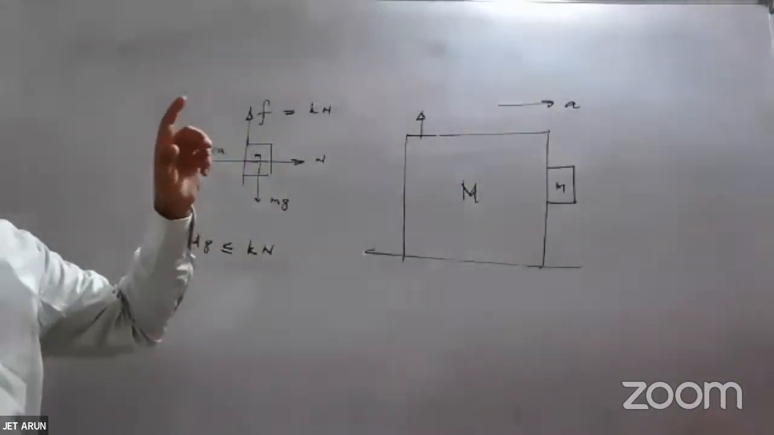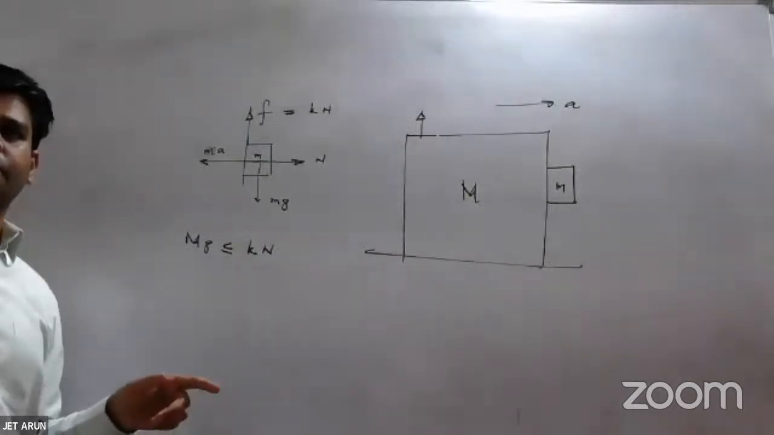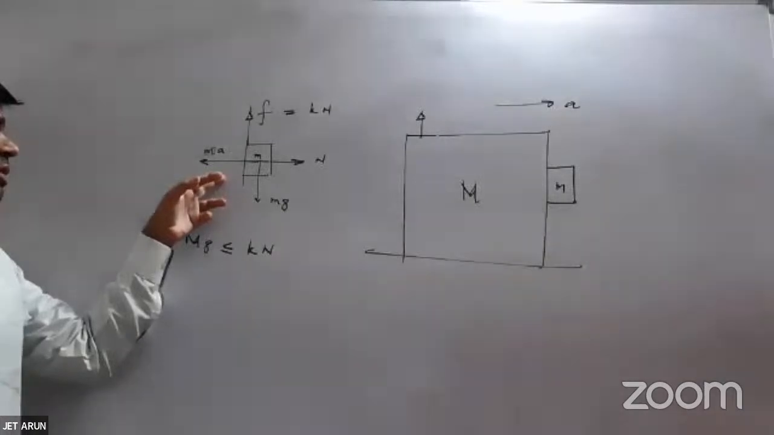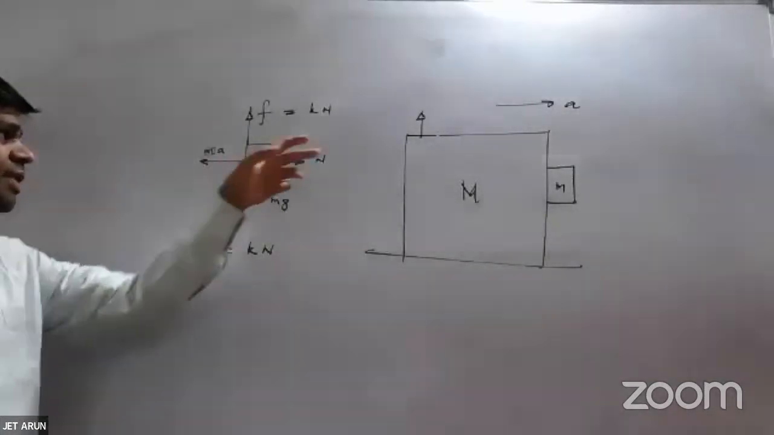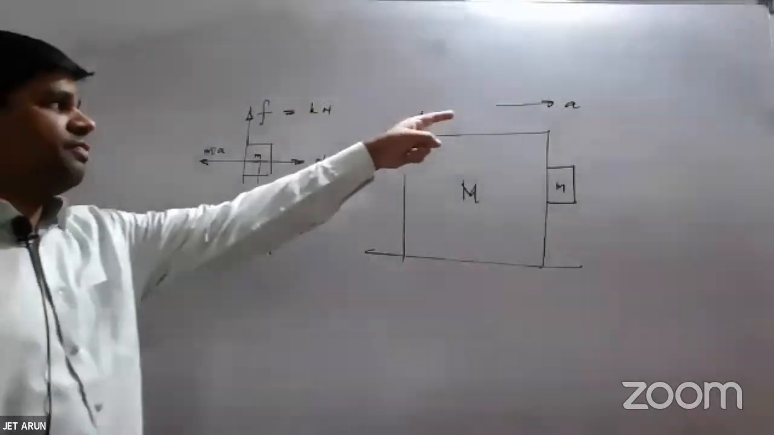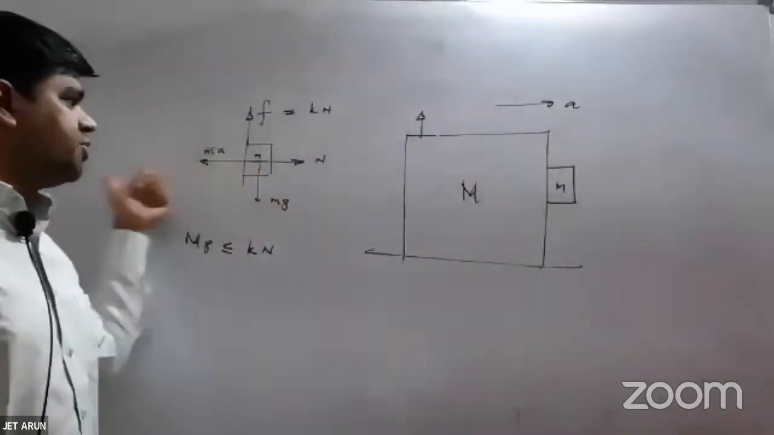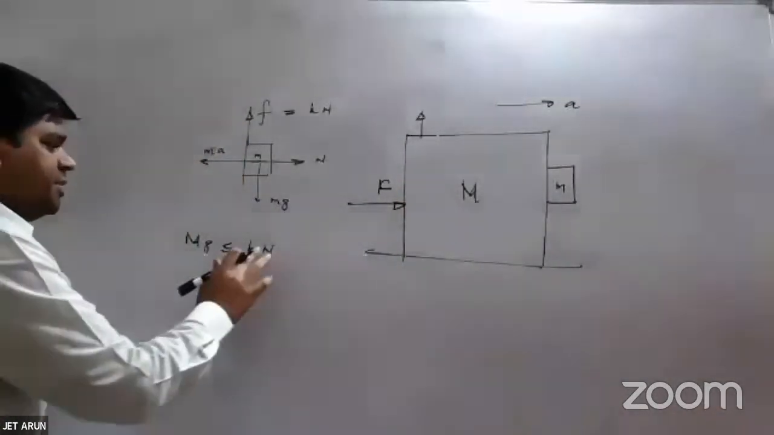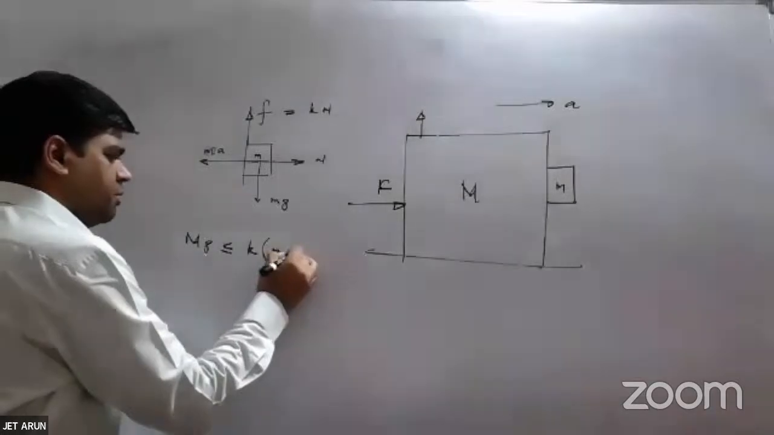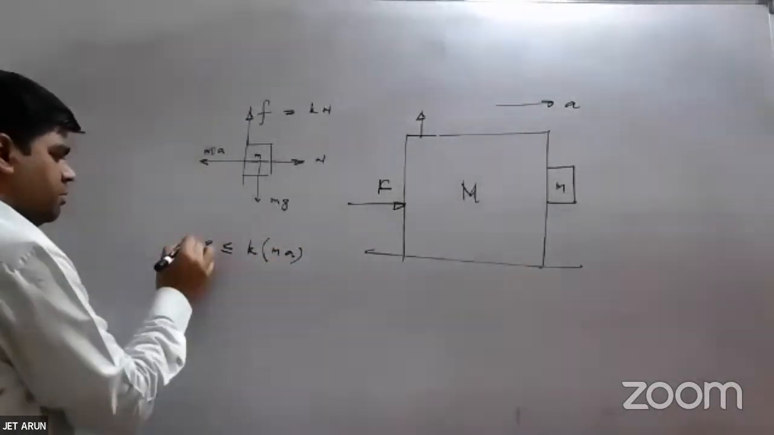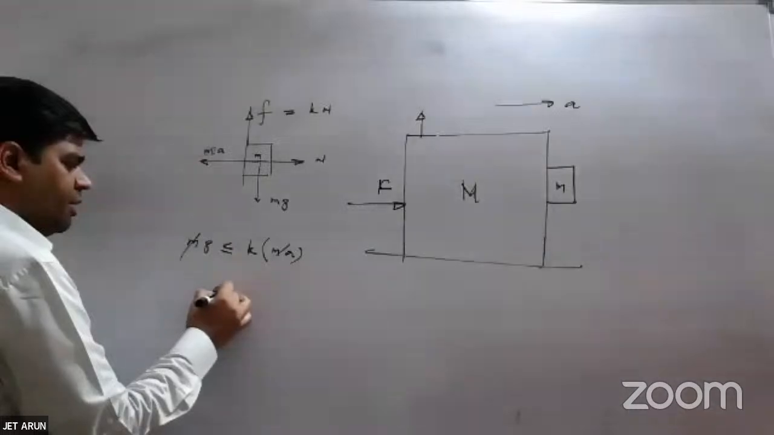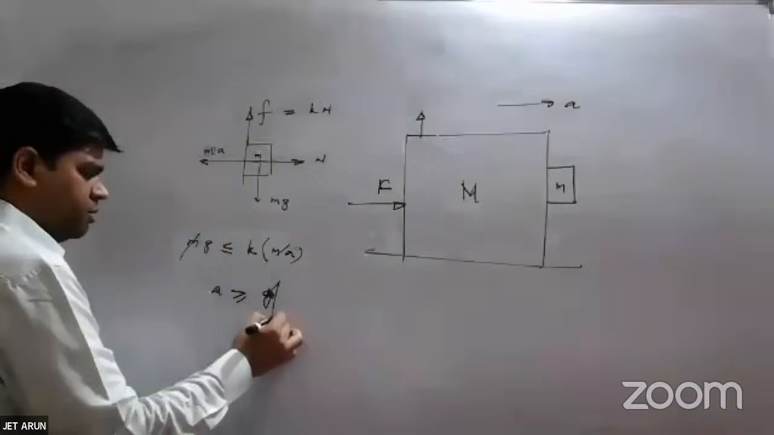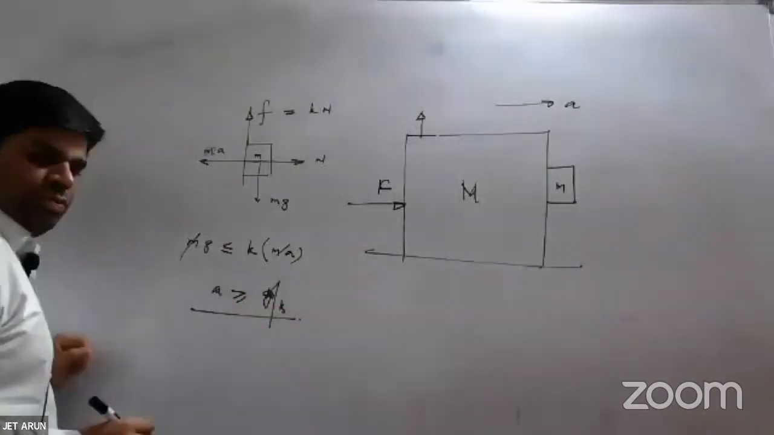When I solve the problem in a non-inertial reference frame, a pseudo force comes into the picture, which is mass times acceleration and directed opposite to the direction of acceleration of the reference frame. Acceleration of the reference frame is towards right, ma is towards left, pseudo force is towards left, and here F is acting. So N is equal to mass times acceleration. m gets cancelled out, so A is greater than or equal to g by mu.